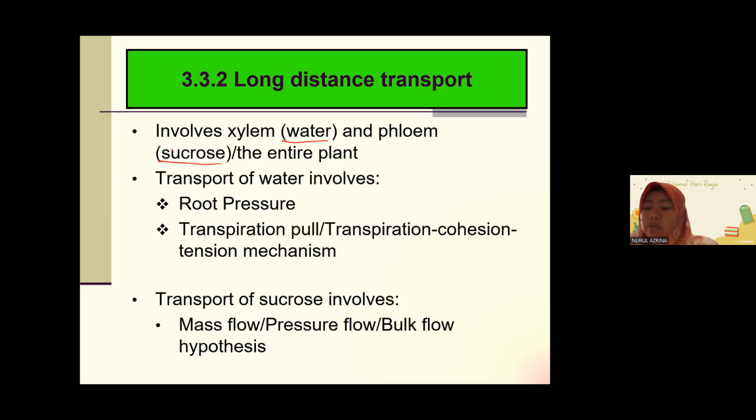Okay, so transport of water involves root pressure. So this is the long distance transport related to transportation of water. It involves root pressure and also transpirational pull or the transpiration cohesion tension mechanism. As for transport of sucrose in the phloem, it is referred to as the mass flow or pressure flow or bulk flow hypothesis. Okay, so we will cover the first part, which is the long distance transport of water, involving root pressure and transpirational pull.